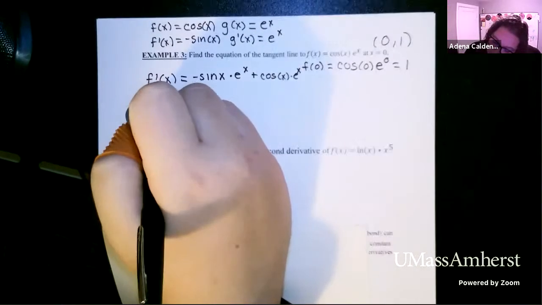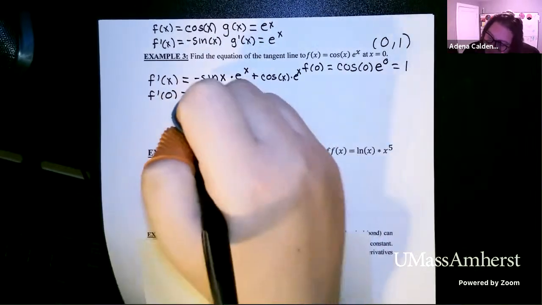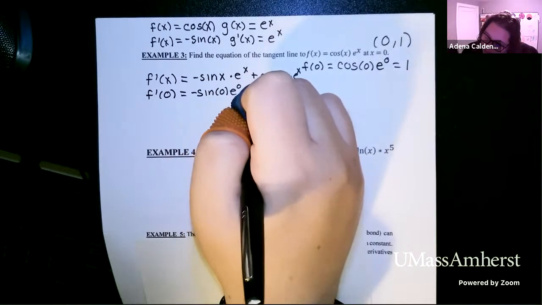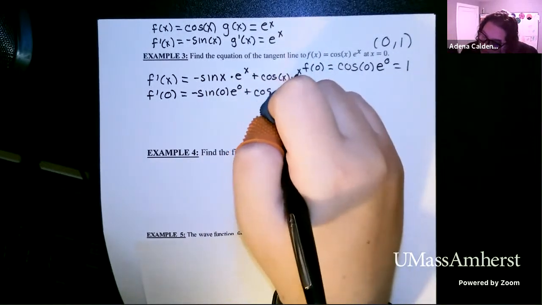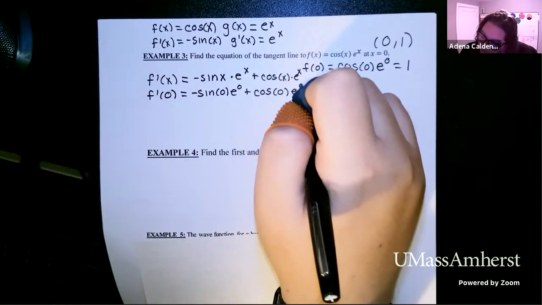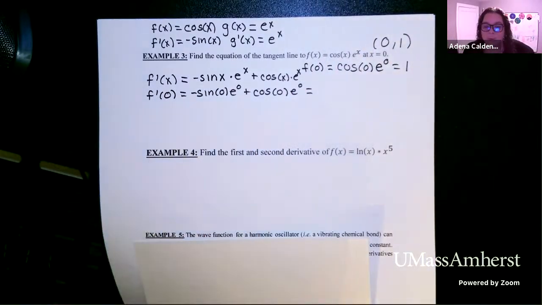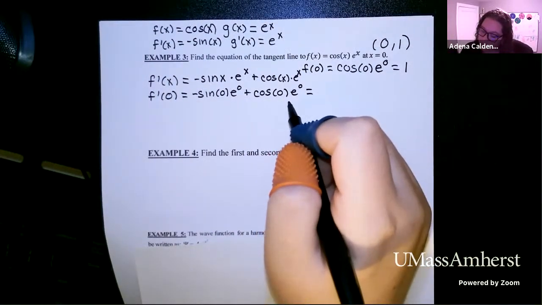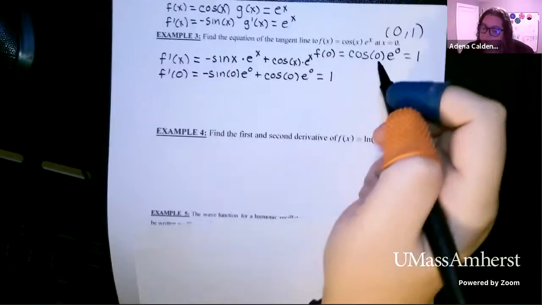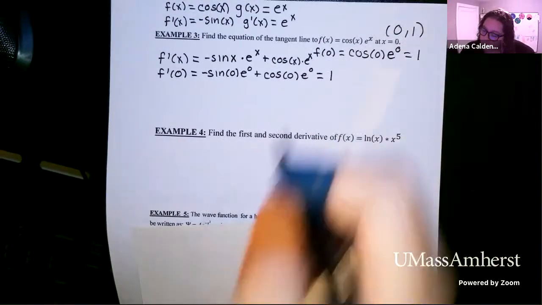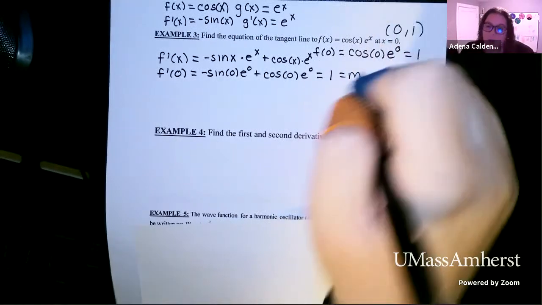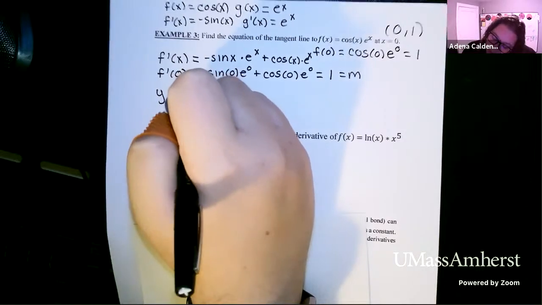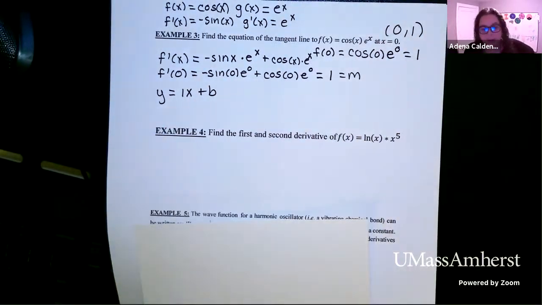And again, I'm interested in what's happening when x equals 0. So I have negative sine of 0 times e to the 0 plus cosine of 0 times e to the 0. Well, sine of 0 is 0, so this part of the term goes away. And then cosine of 0, we said, was 1, times 1 is going to give me a value of 1. So again, that's the slope of my line. So now I have y equals 1x plus b, right?